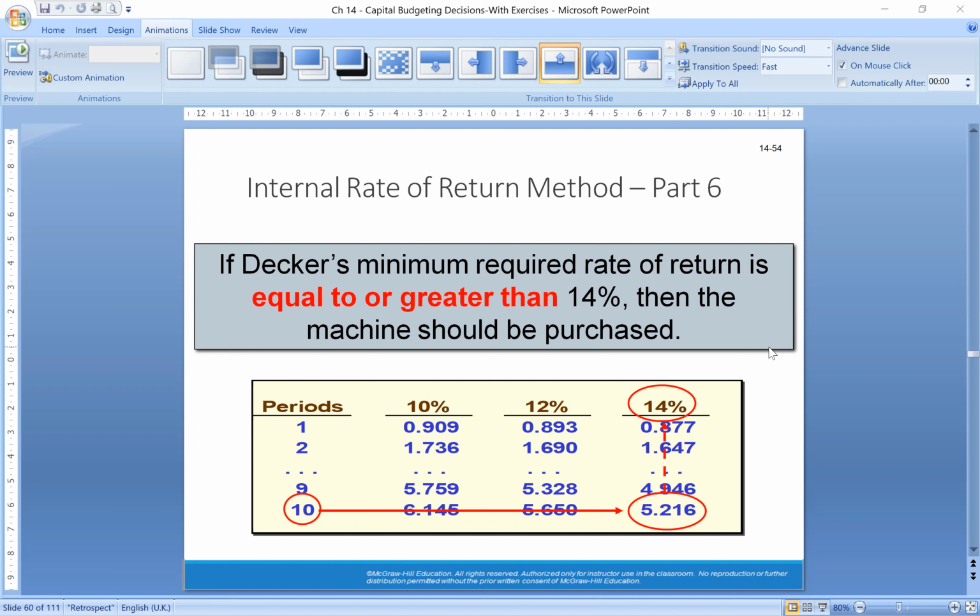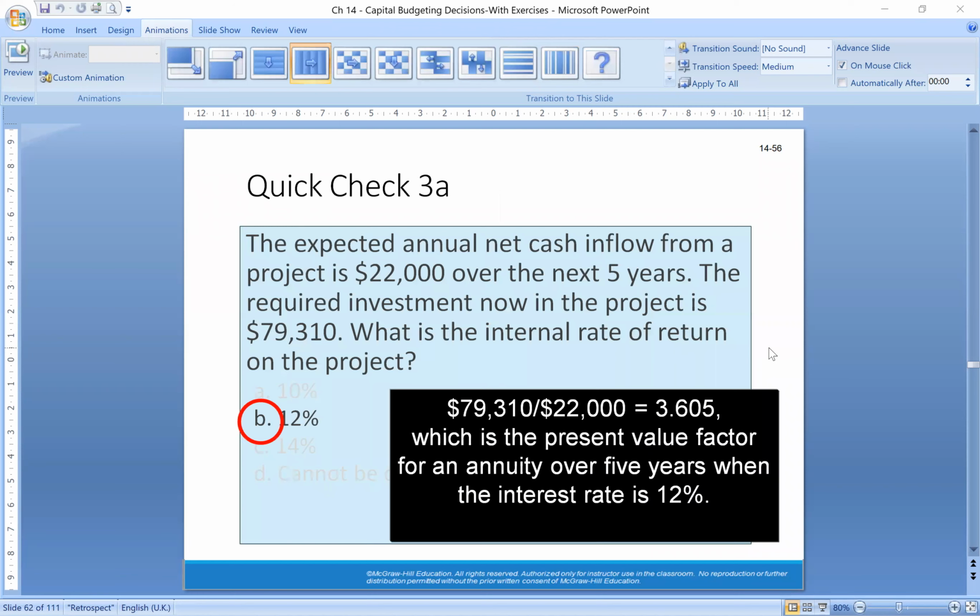This is another example also. We can find the 3.605 and it comes under the 12%, and this will be the internal rate of return.